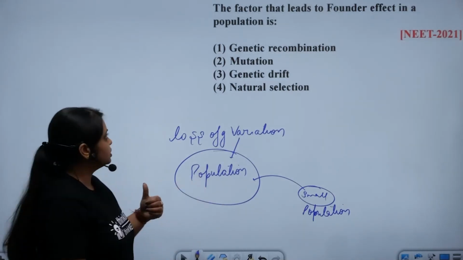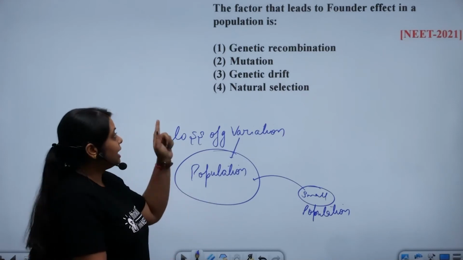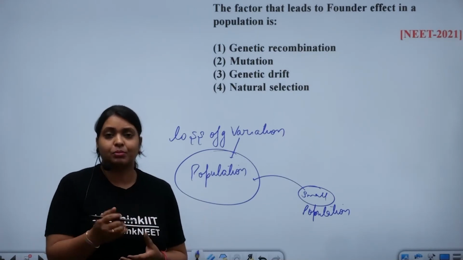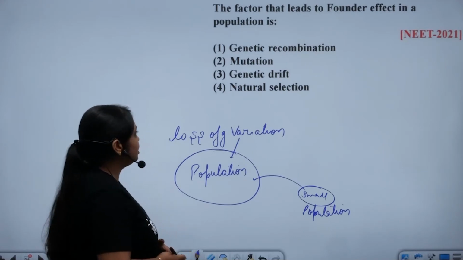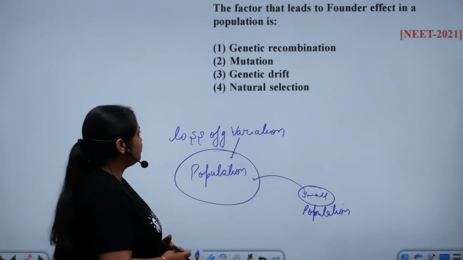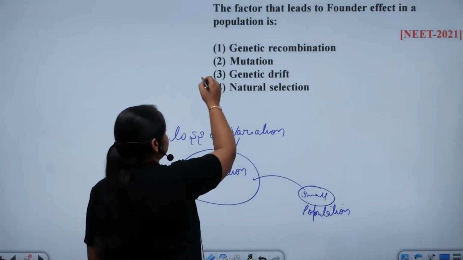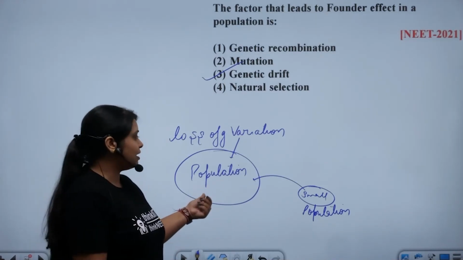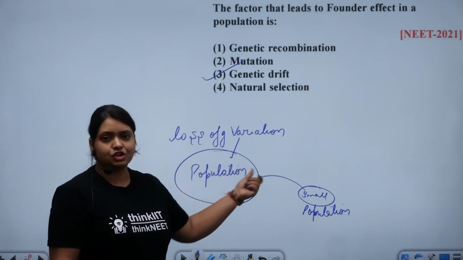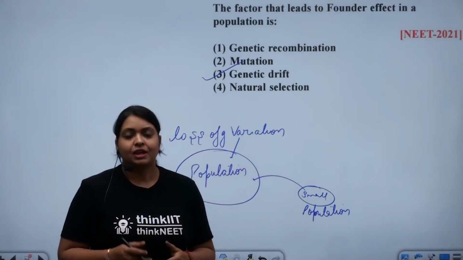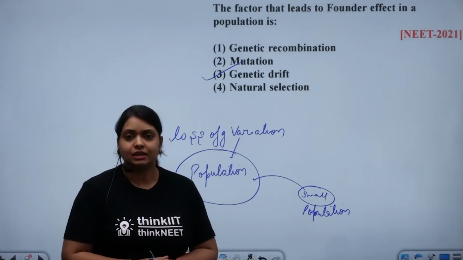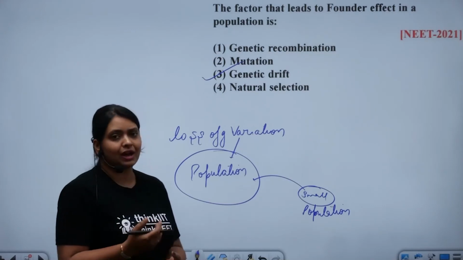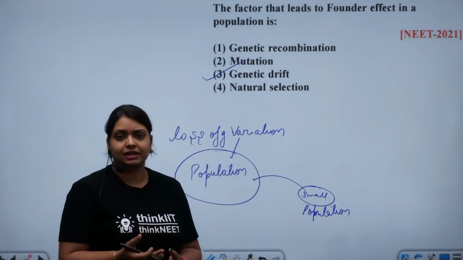Now moving on to the options, because the question is asking what is the factor that leads to founder effect, that is, the loss of genetic variation depends on which factor. First is genetic recombination, second mutation, third genetic drift, and fourth is natural selection. So the correct answer for this question is the third option, genetic drift. Why is it so? Because with the entry of the small population into the large population, there is a loss of genetic variation, because the small population is more sensitive towards the increase in genetic drift. So that's why we take genetic drift as the correct answer. While genetic recombination is not the factor for founder effect, mutation is the sudden change in a particular nucleotide.